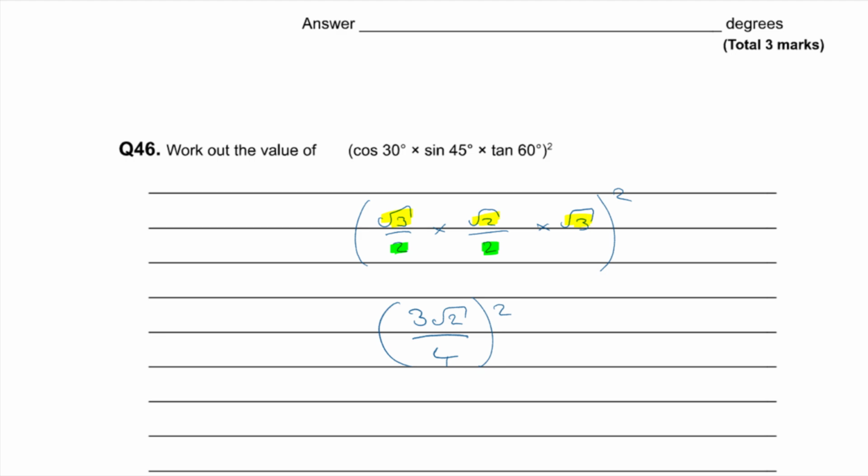Okay. Now when you're squaring things multiplied or divided together, that square gets applied to each part. So it gets applied to each of those 3 parts separately. So I'm going to be squaring 3, that's going to give me 9. I'm going to be squaring root 2, that's going to give me 2. And I'm going to be squaring 4, that's going to give me 16. Okay, so I'm going to get 9 times 2, which is 18, divided by 16. That's the same thing as 9 over 8. Okay, or 1 1/8, but I'm happy with it being 9 over 8.